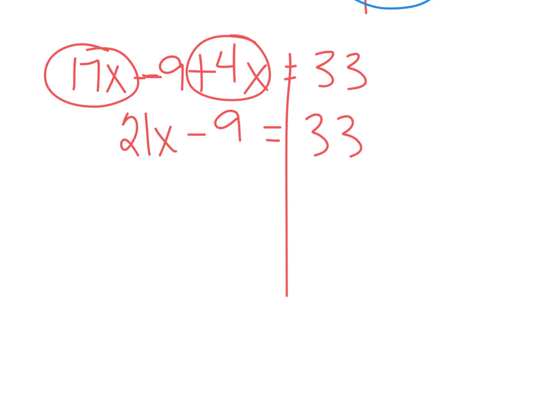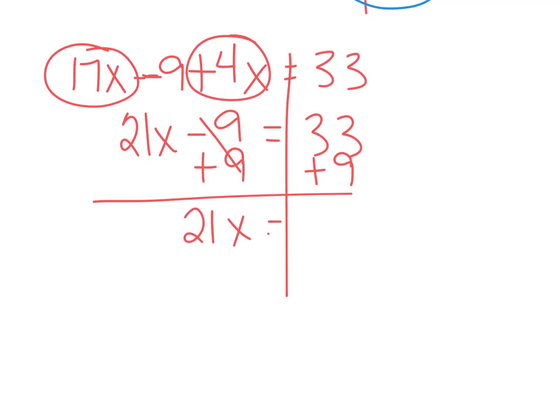We do not need to move our letters to the same side. They're already there. Constant. What's your constant? How do we move it? We're going to add 9. 33 and 9 is 42.